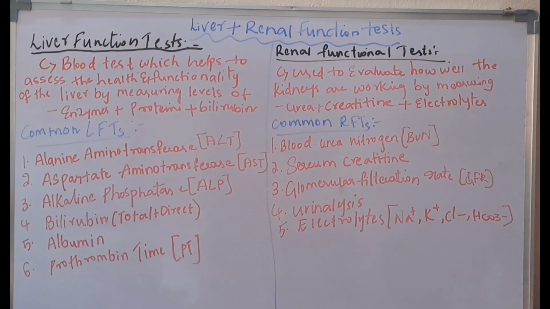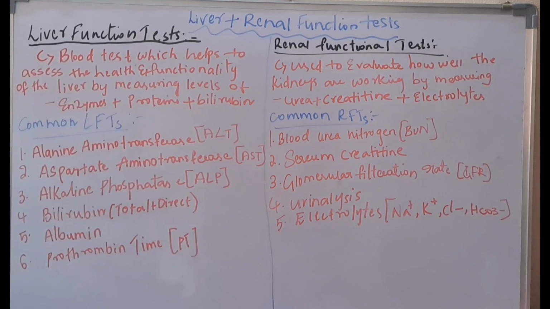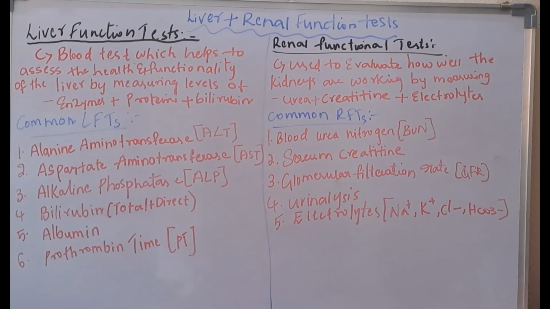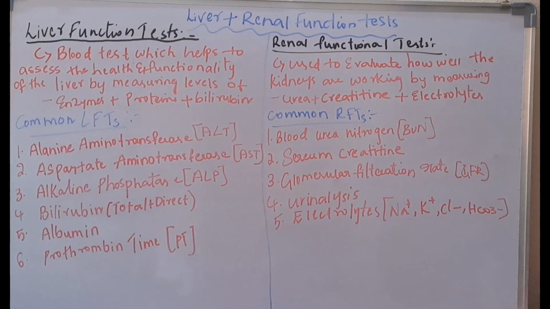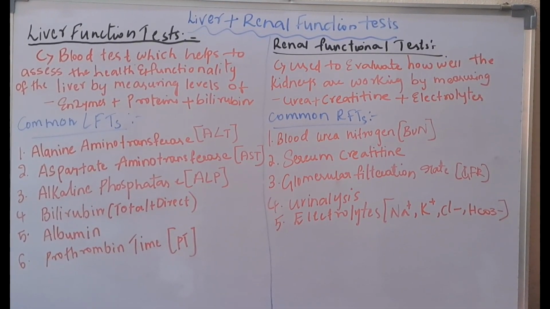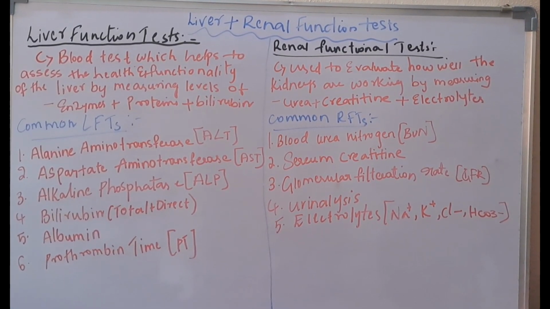So previously we discussed the first chapter of assessment of nutritional status, where we covered anthropometric measurements, clinical, biochemical and diet surveys also. If you have not checked it out, just go and watch the video. And this is the second chapter of the second unit, that is liver and renal function tests.